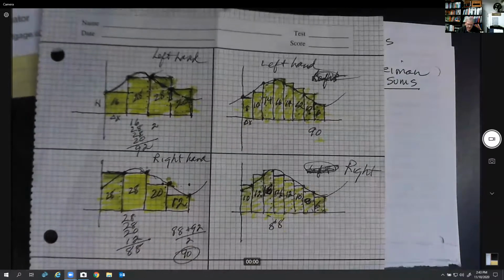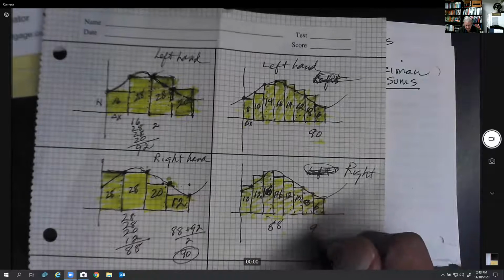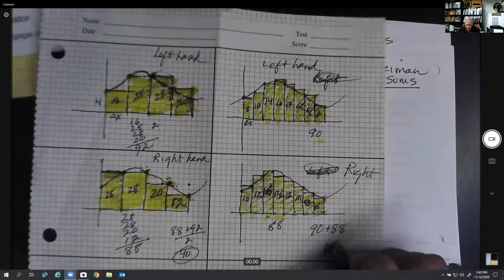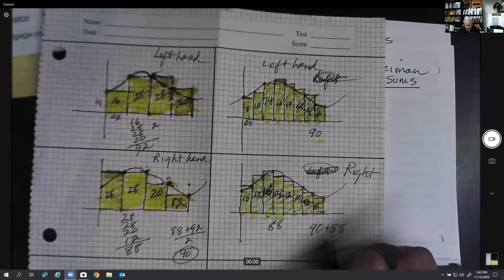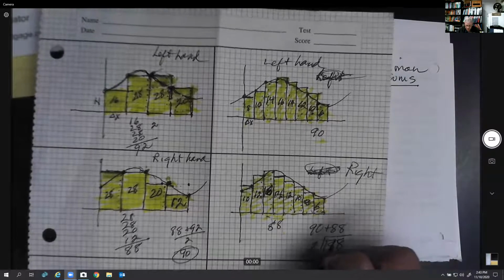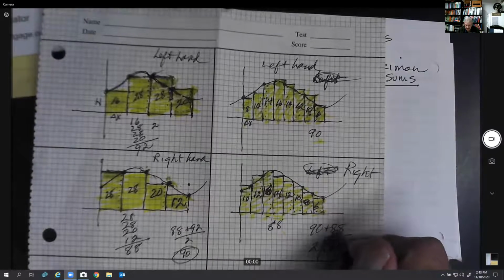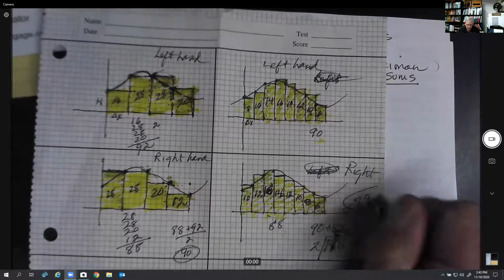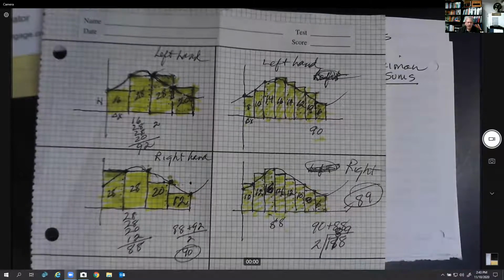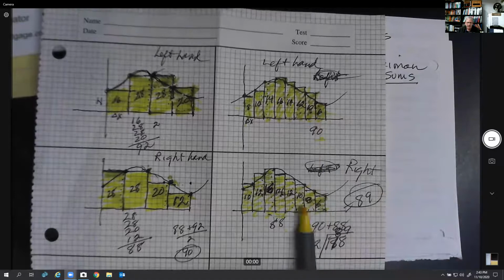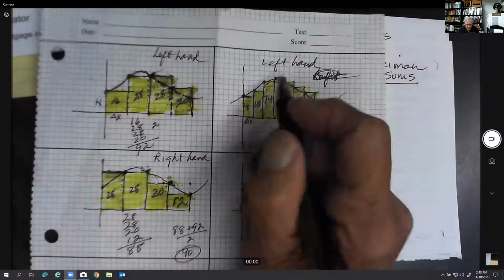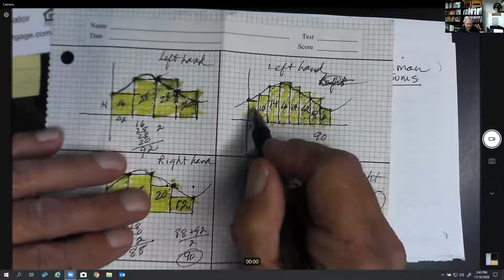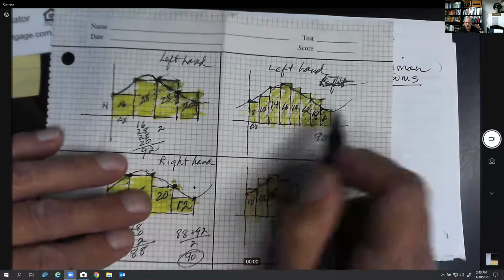So maybe if we put these together, 90 and 88, maybe that would be a closer approximation. I don't know. That would be 178, divided by 2 should come out to be 89. So maybe 89 is a little closer number. I'm not sure, but just taking the average of these two. And sometimes we do them various ways. But this is what we mean by Riemann sums. We just add up the sums of all these little rectangles.